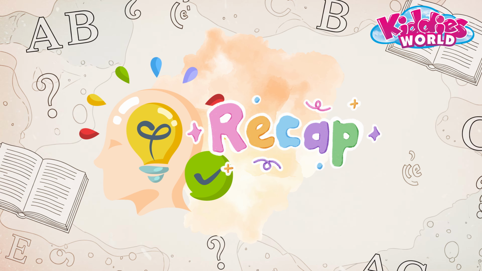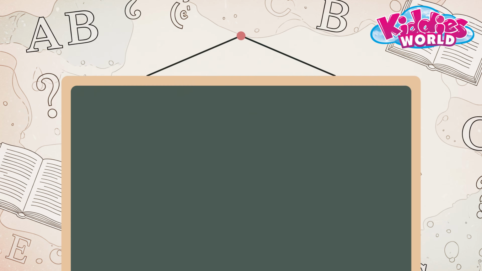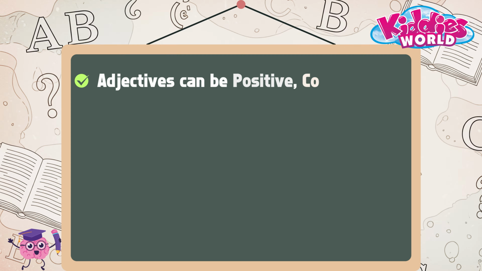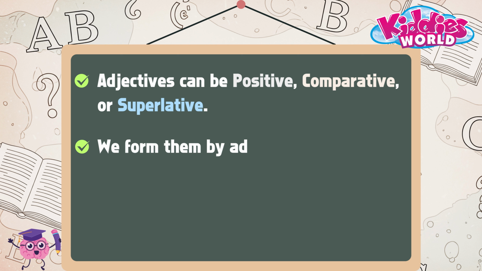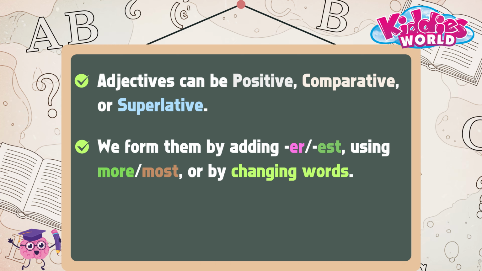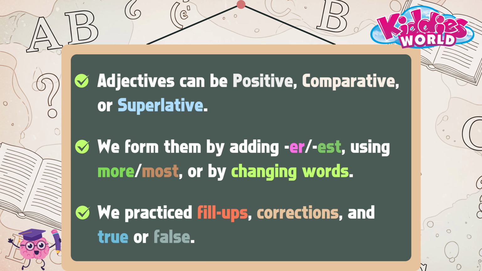True. Time to revise. Today we learnt adjectives can be positive, comparative or superlative. We form them by adding er and est, using more or most, or by changing words. We practiced fill-ups, corrections, and true or false.